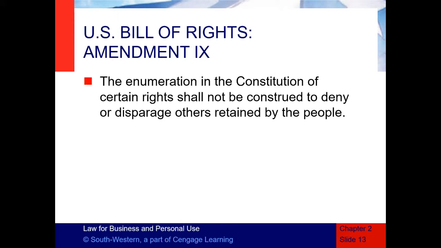Amendment number 9 doesn't necessarily give any rights to any individuals. Basically, it is explaining that the Constitution is not being constructed to take any rights away from people. A lot of people interpret it to mean that you can't use one part of the Constitution to go against another part of the Constitution. There are different ways that relates to that, which we'll also be talking about more in class.